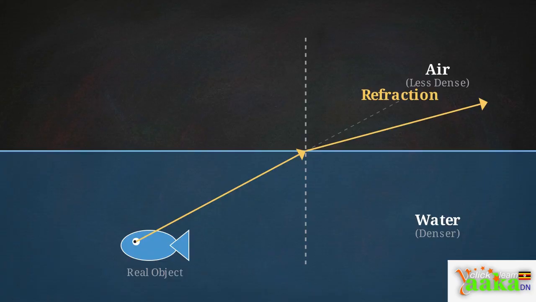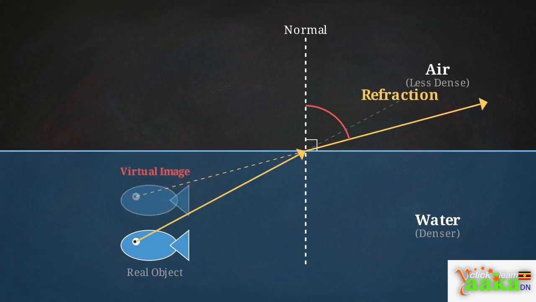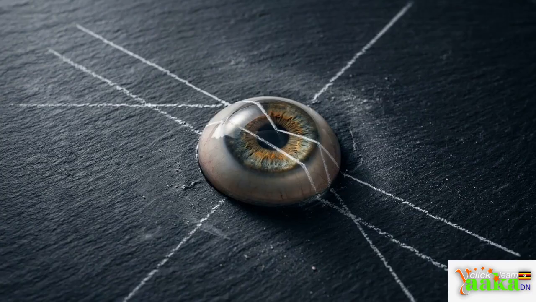Looking closer at this boundary, we can draw a dashed perpendicular line called the normal. When the light ray exits the water, it bends away from this normal line. Because our brains assume light travels in a straight line, we trace that bent ray backward, making the fish look much closer to the surface than it really is. Our eyes are simply reacting to a change in light speed.